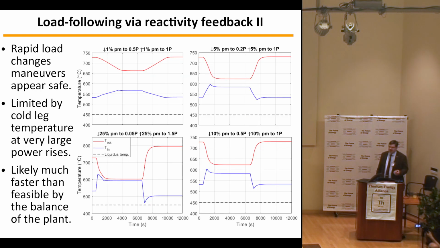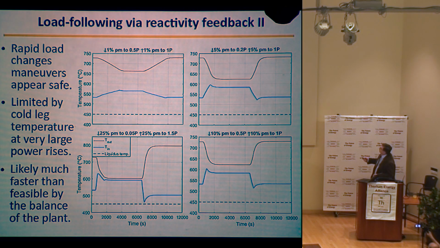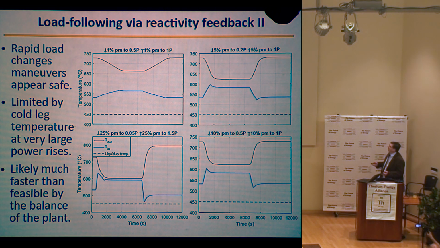So we took this model and we tried to break it by doing rapid load follows, starting with some slow ones. So this is a 1% down to 50%, 1% up. This is the plot you have seen. And what you see here is the temperature of the hot leg and the cold leg of the primary system, right? So you see that as you lower the power, you lower the delta T across these heat exchangers. Now, instead of 1%, we go by 5%. Well, still no problem. Here is our temperature limit, the liquidus temperature of the molten salt.